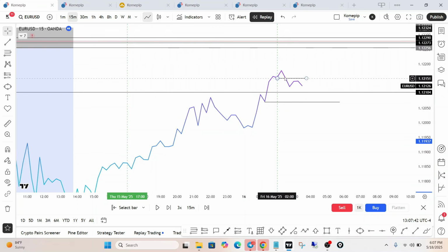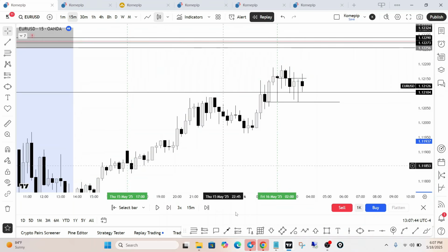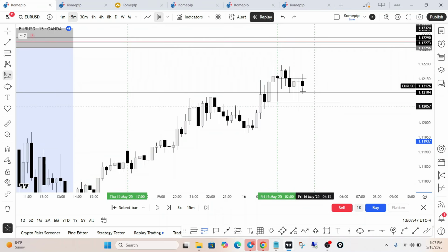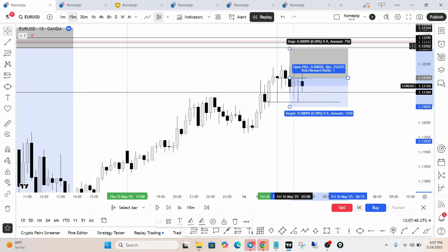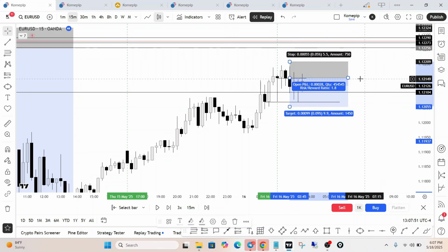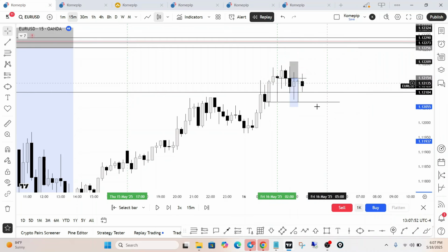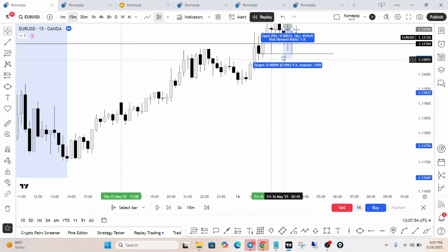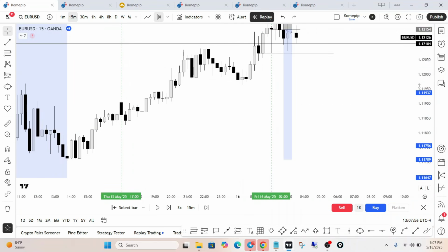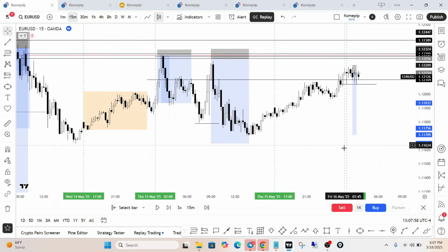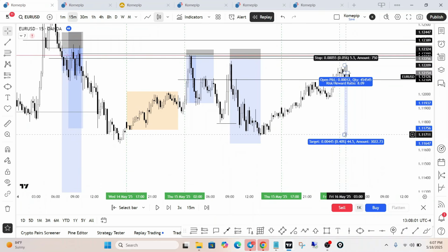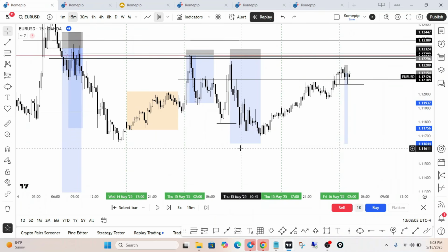Look at that, that was a break. Can you see it? Yes, it's a break. So we could as well enter here. Of course, I did not enter this one because I was actually waiting. I was a little bit conservative with that entry, but just to show you how powerful this strategy is, that's why I'm doing all of this.